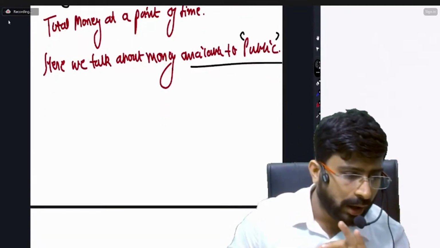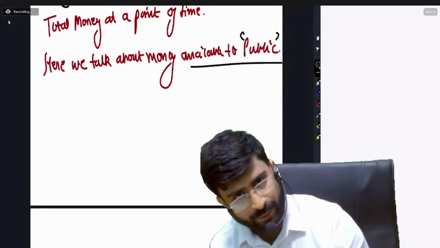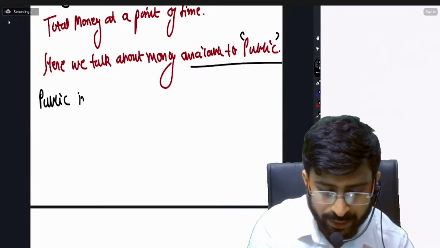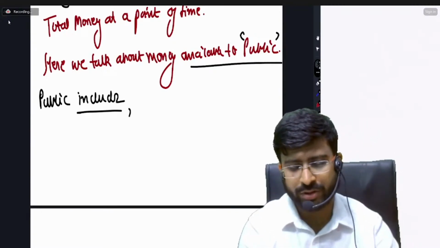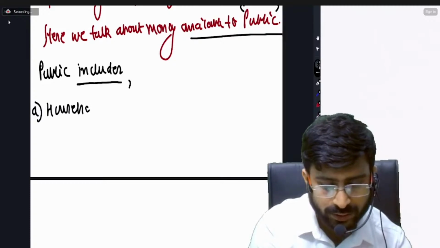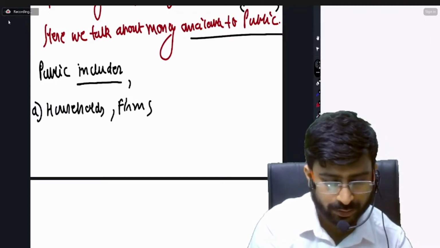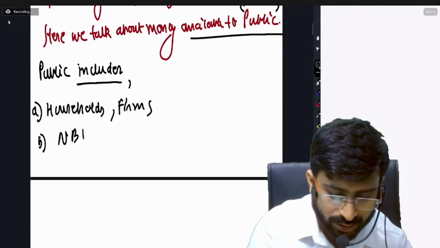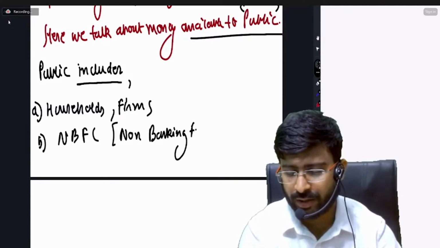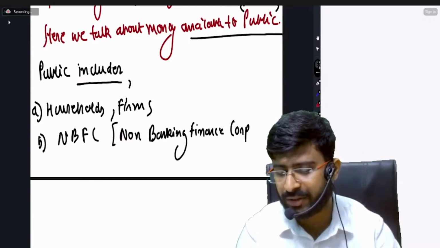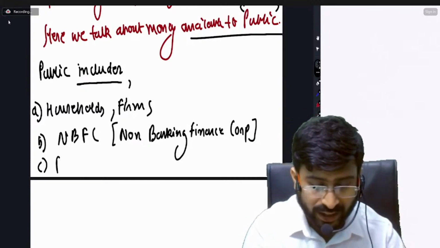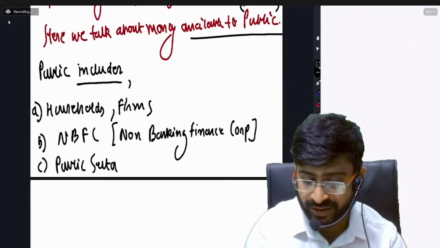Everybody who is a user of money will be included and producer of money will be excluded. So public includes your households, firms, NBFCs. NBFC is non-banking finance corporation. These are also companies that give loans as a daily business. What else? Public sector undertakings means government owned businesses.